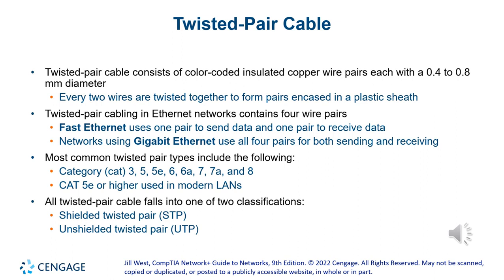Now the twisted pair cable is usually 0.4, 0.8 millimeter diameter, right? Those are two wires twisted together. That's why it's called twisted pair. Each pair of cables are twisted together. Normally you have 4 pairs of wires in there for a total of 8 wires. Fast Ethernet will use 2 pairs, one to send and one to receive data, whereas gigabit will use all four pairs to send and receive.